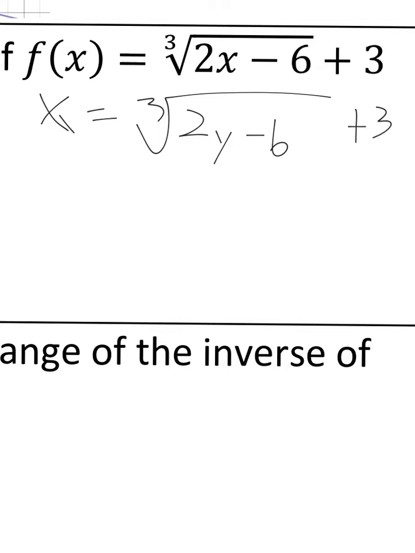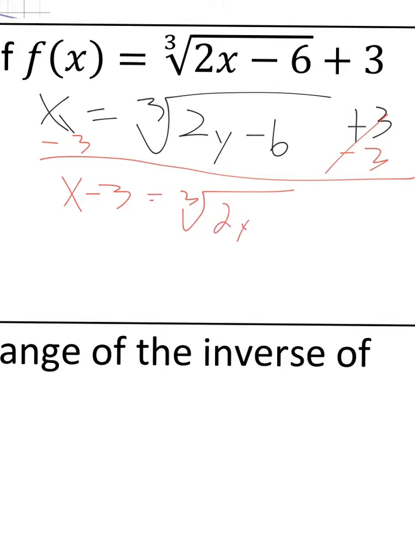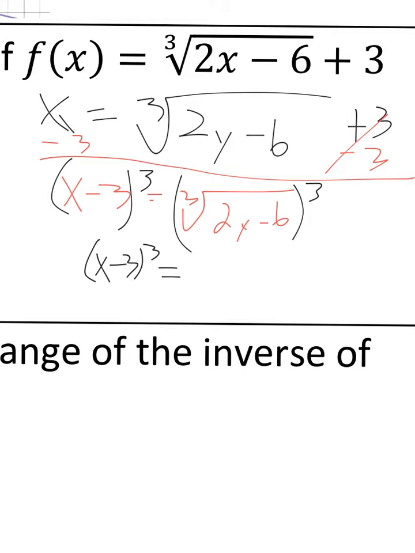So the first step is to get rid of anything on the outside of the radical. So x minus 3 equals the cube root of 2y minus 6. All right? So how do you get rid of a cube root? You cube it. I'm always saying the answer as I pose the question. So you have x minus 3 cubed. You can just leave it like that. You don't have to expand it all out. Equals, and then we have 2y minus 6.